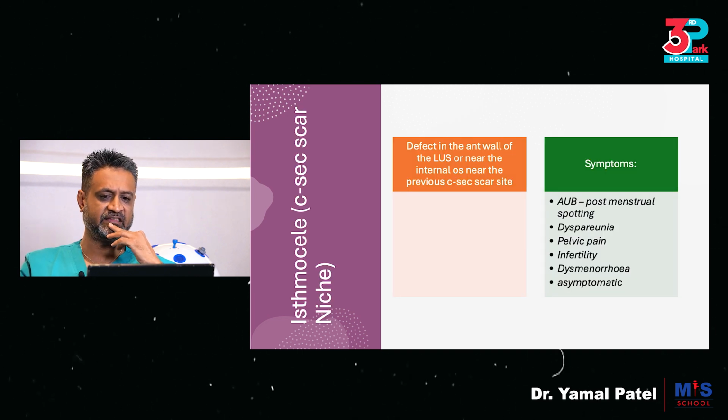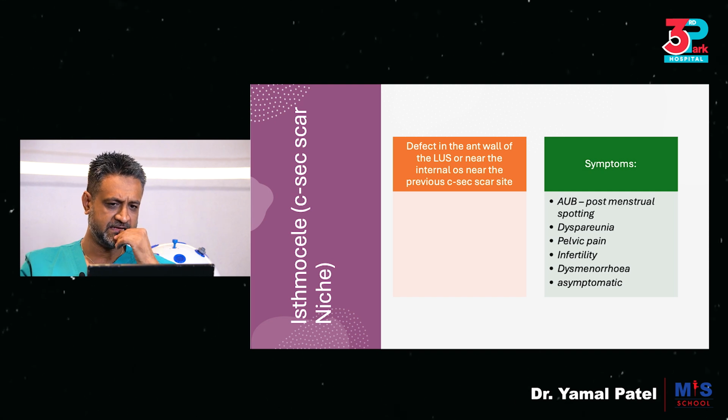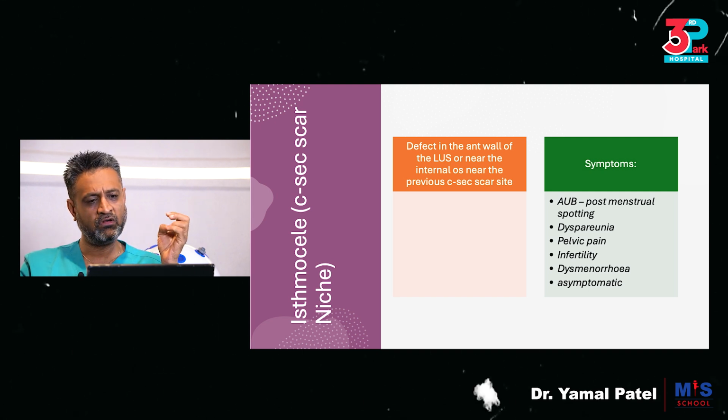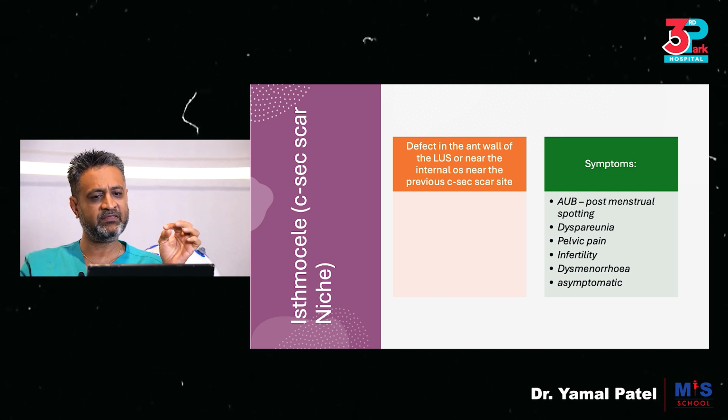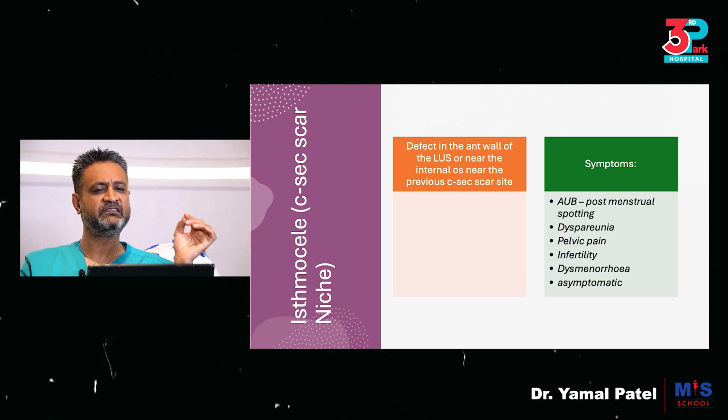Isthmocele, or a cesarean scar niche, or a defect. This is a defect in the anterior wall of the lower uterine segment or near the internal os, that is near the previous cesarean scar site. So it could be in the lower segment, or it sometimes has been found to be very low near the internal os, because it depends on where the cesarean scar was given.